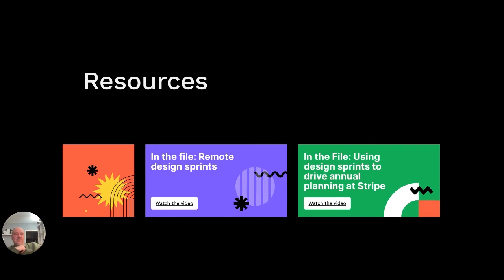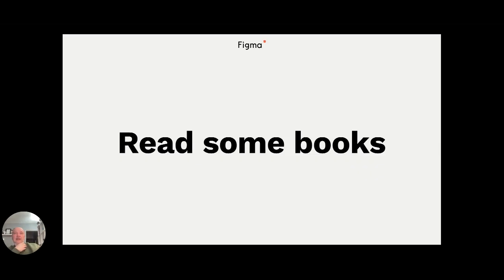There's also YouTube video files, or YouTube videos on Figma, that you can watch. One is in the file, remote design sprint, and the second one is using design sprints to drive annual planning at Stripe. How Stripe has basically done it. So you can just go and check it later.